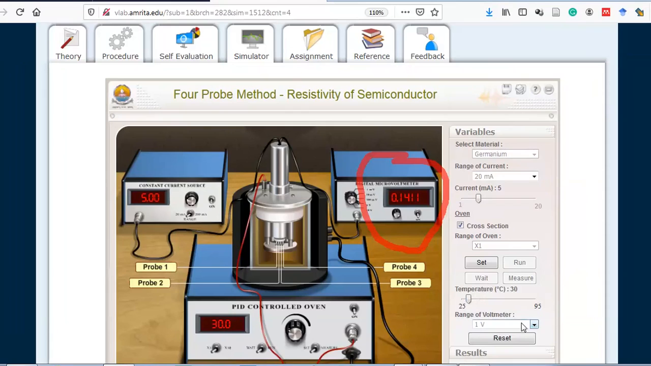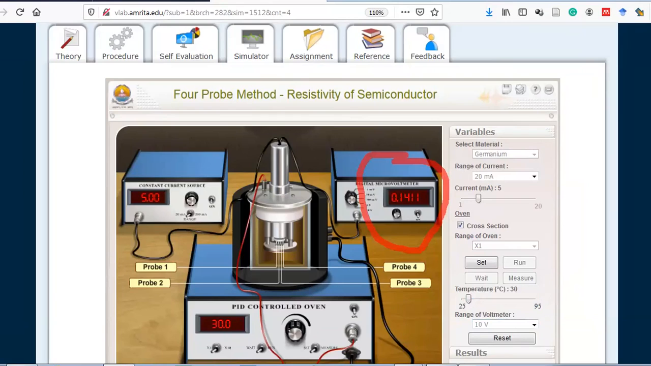Even though you can go for 10 volt also, then also you will see the same number. So basically the voltmeter you need to set in the range of volt only. So either 1 volt or 10 volt. So I suggest you can keep 1 or 10, whichever way you like. Okay, so keep that.